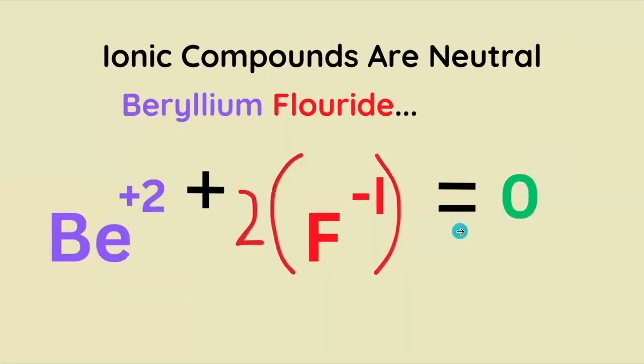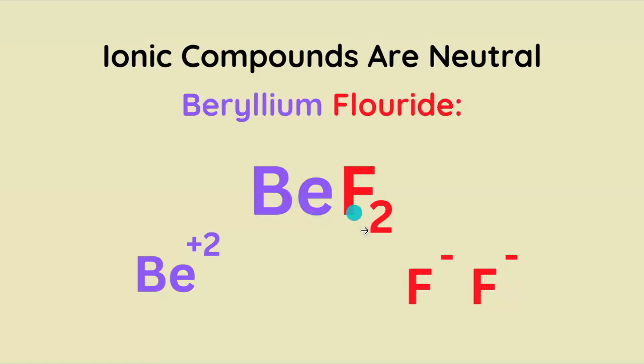We need to do what we can to make the overall charge 0. And in this case, it means that we have 2 fluoride ions to balance out the charge and add to an overall charge of 0. And now we have beryllium fluoride, BeF2, composed of a single Be2+ and a pair of F- ions.